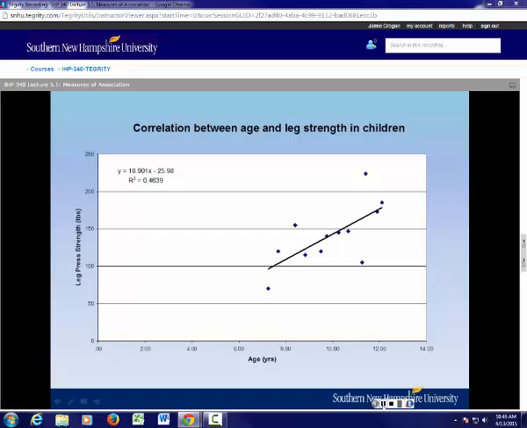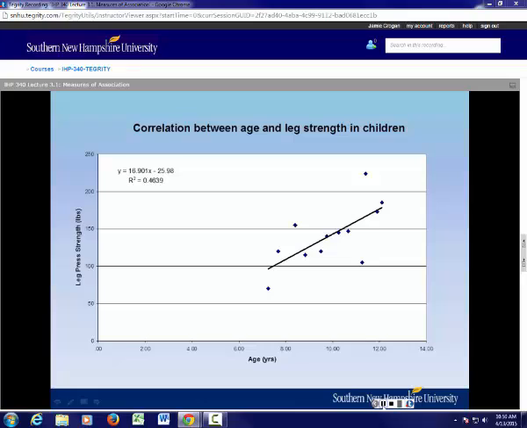So here's an example. This is some real data that I was involved in collecting. We were measuring some children who were involved in a strength training program at a local YMCA. And so these kids, let's see, how many kids? Count the dots on this graph, and that will be how many kids were in the study. Looks like there are about 12 of them. So there are 12 children who were measured.